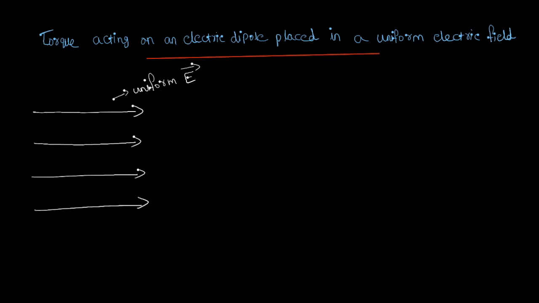We already know that a dipole has two different charges. If this is negative charge Q, then this is positive charge Q. These two charges are separated by a small distance 2a. This is distance 2a.